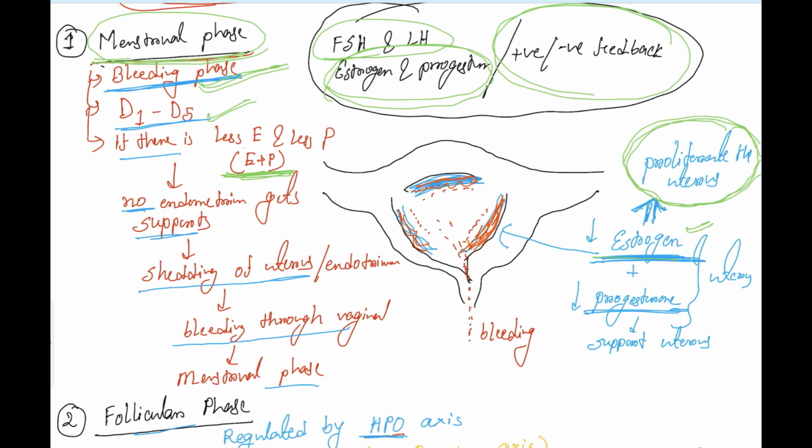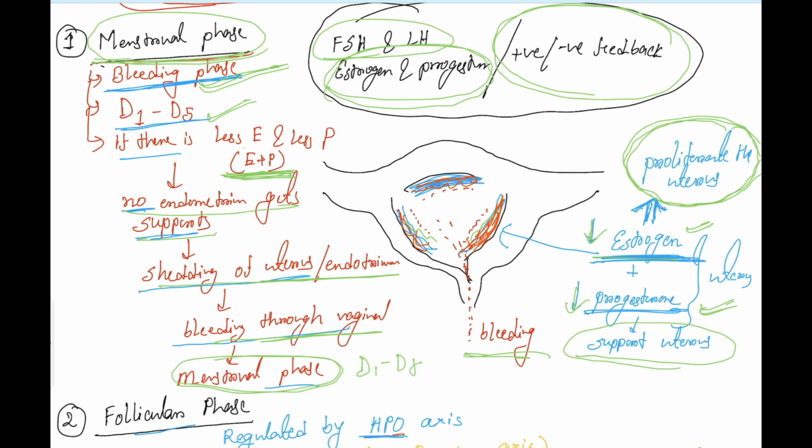If I ask you, which hormone supports the uterus in the secretory phase? What will be your answer? Progesterone. So both are building the lining or giving support to the uterus. If those hormone levels are less, then there will be no one to support the uterus. Then only bleeding will occur from this uterus, shedding of the lining of the uterus, and then bleeding will occur. So the menstrual phase occurs when the estrogen and progesterone levels are low. Then the endometrium gets no support, shedding of the uterus occurs, and then you can see bleeding through the vagina, and that is called the menstrual phase, and that stays from day 1 to day 5.